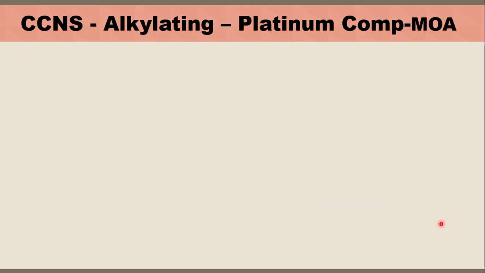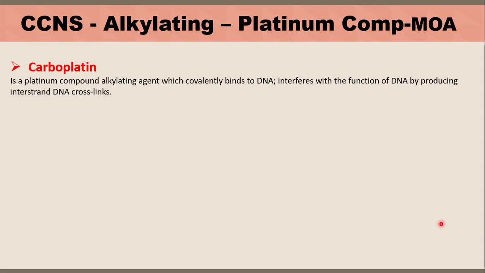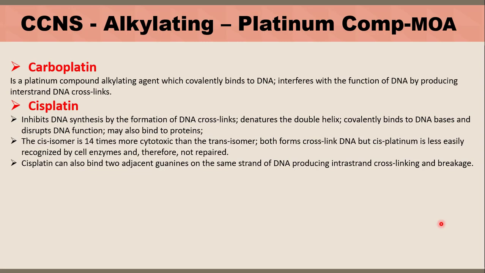Mechanism of action of cell cycle non-specific alkylating platinum compounds. Carboplatin is a platinum compound alkylating agent which covalently binds to DNA and interferes with the function of DNA by producing interstrand DNA crosslinks. Cisplatin inhibits DNA synthesis by the formation of DNA crosslinks, denatures the double helix, covalently binds to DNA bases, and disrupts DNA function. It may also bind to proteins.